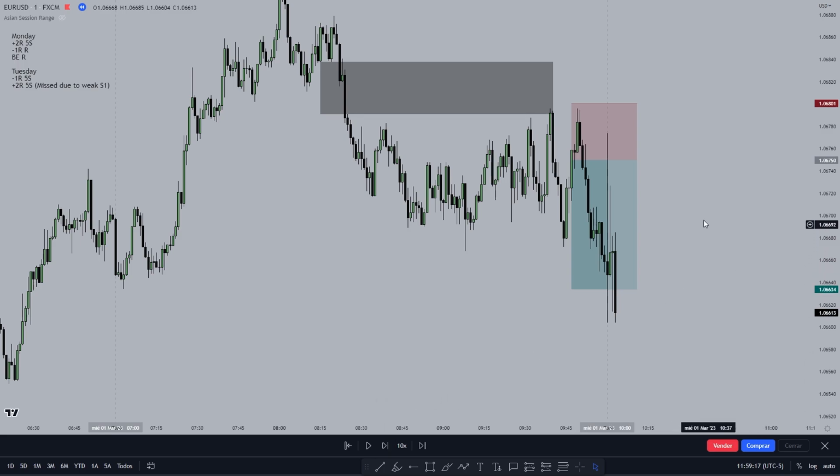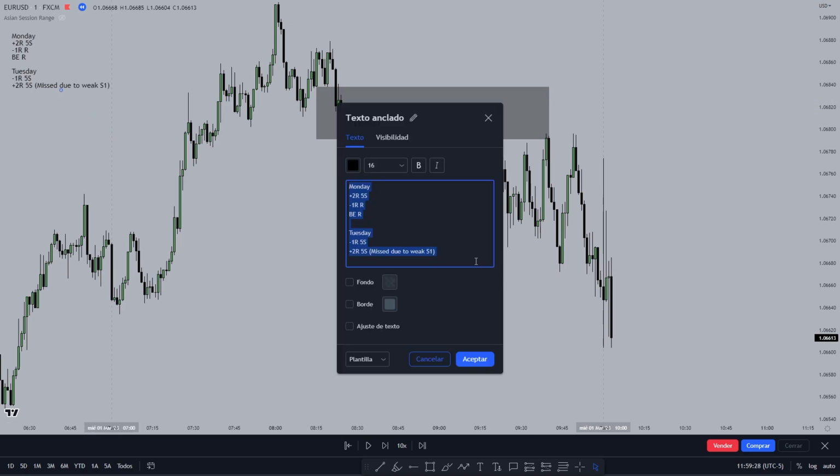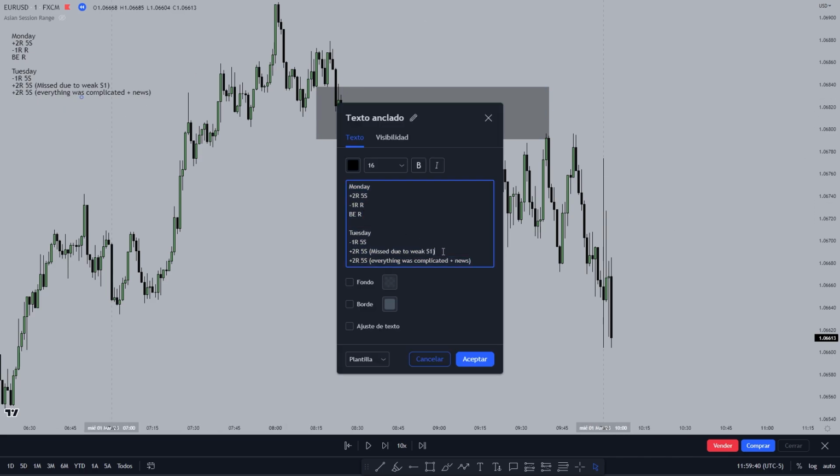No real reason, to be honest, but just an FYI. And it gets there with news, which means that we would have avoided it anyways, or close to it, whenever price was pretty well in our direction. But that's an entry with the 5 steps, although I definitely would have not taken it. Everything was complicated, to be honest, plus news. So we'll leave it at that, and that's my stay note Tuesday.